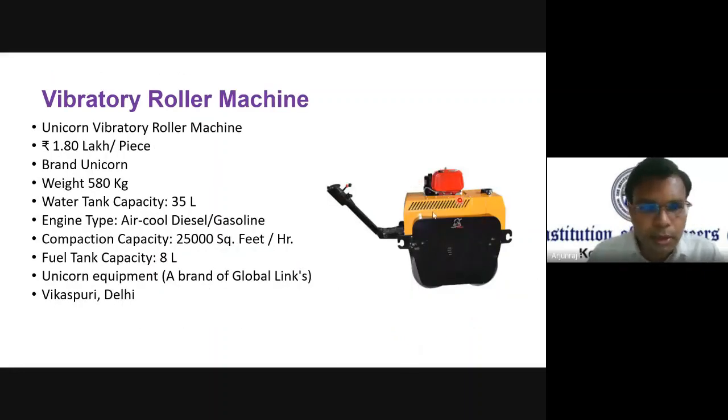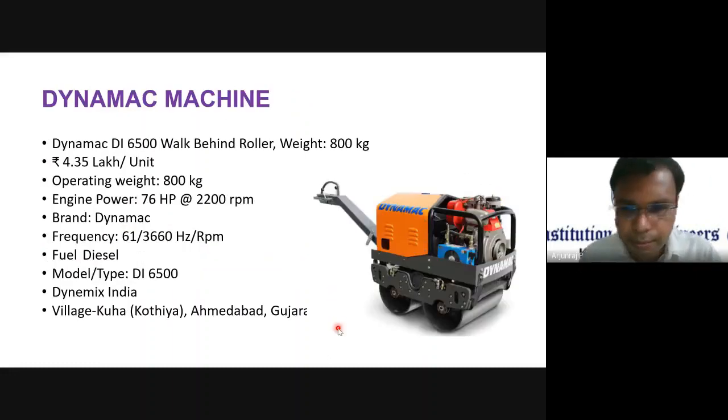It's a vibrating roller machine of a brand called Unicorn. It's a brand Global Link, which is located in Vikaspuri in Delhi. And the overall weight of this machine is going to be 580 kilogram, and water tank capacity is going to be 35 liter, and engine type is going to be air cooled diesel or it can be gasoline. And the compaction capacity is going to be 25,000 square feet per hour. The fuel tank capacity is going to be 8 liter.